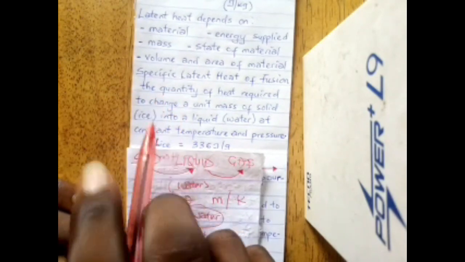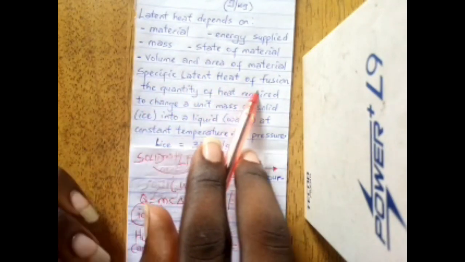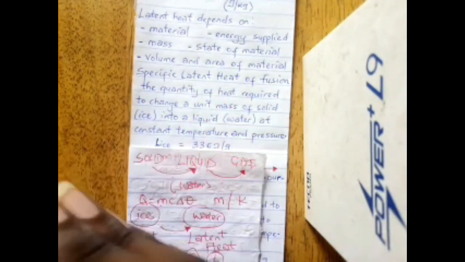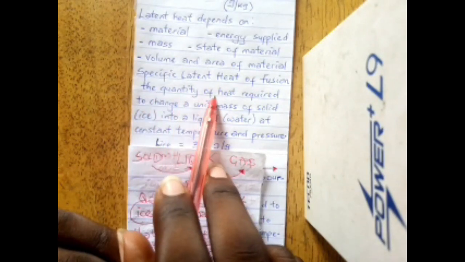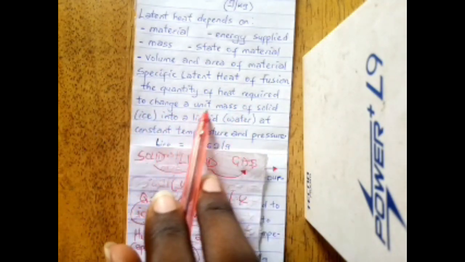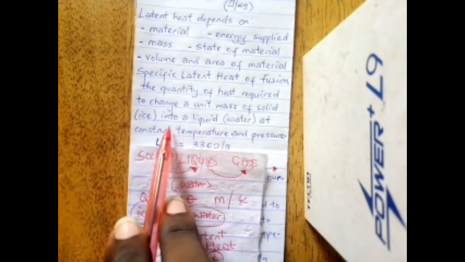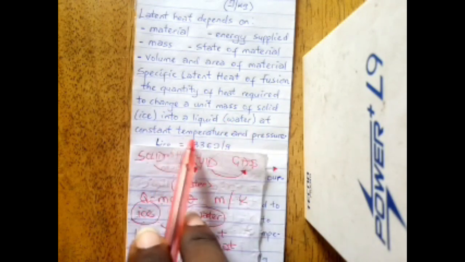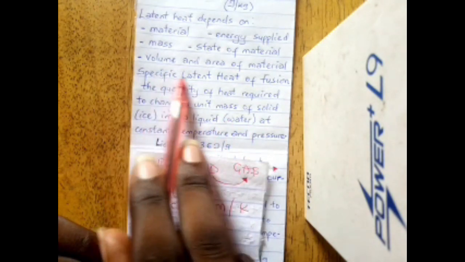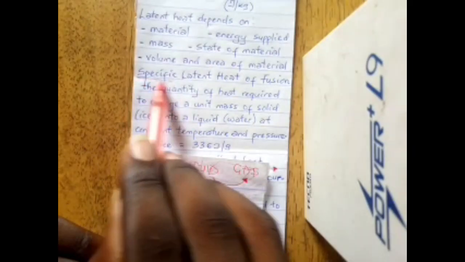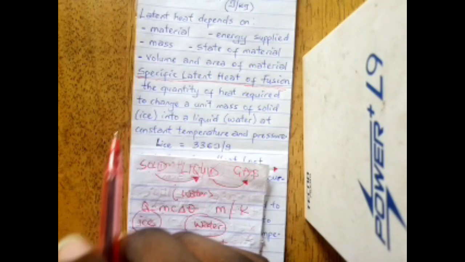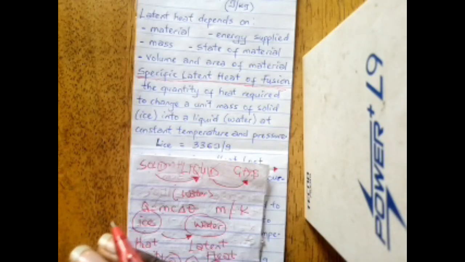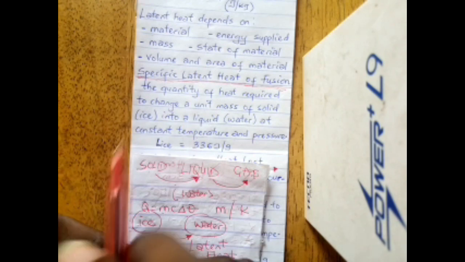Now we have the specific latent heat of fusion. What do we mean by this? It is the quantity of heat required to change a unit mass of solid into a liquid at constant temperature and pressure. So the quantity of heat we require to change a unit mass of a solid into a liquid at constant temperature and pressure is the specific latent heat of fusion.